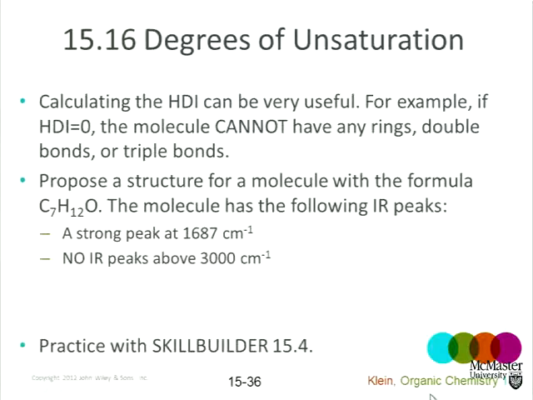Okay, so if you find a molecule with 0 hydrogen deficiency index and you want to solve the structure, you cannot draw a structure with rings or double bonds. So there's a little exercise for you. Propose a structure with a molecular formula C7H12O that has these absorptions in the infrared, and you will find that actually there are several solutions to this. So even knowing the molecular formula and knowing the infrared, we still need more to determine the structure of the molecule.